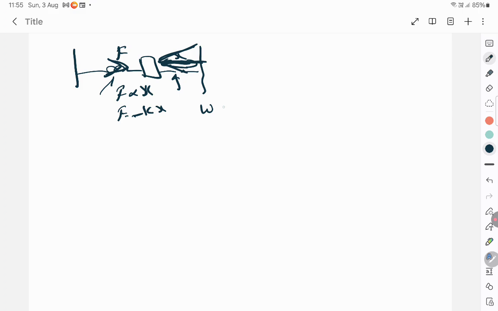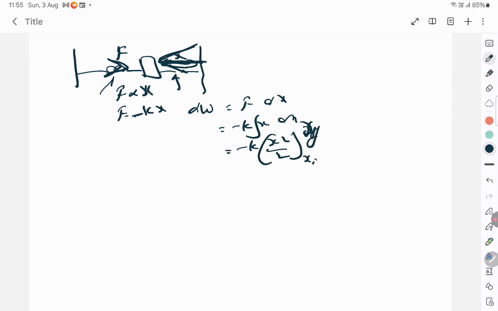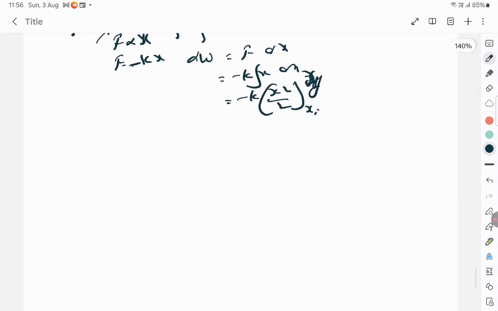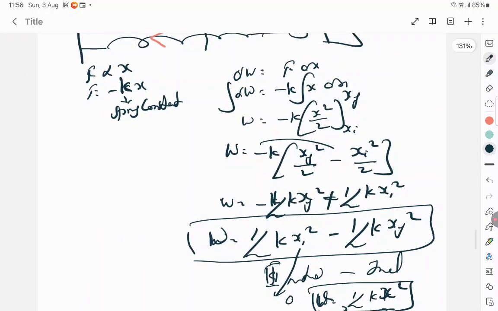That's what the negative sign indicates. But dw is equal to F dx, again minus k x dx. Integrating, minus k into x square by 2, integrated from x initial to x final, and x final square minus x initial square will eventually become x i square minus x final square. The same derivation applies for this. You don't have to write it, one derivation is enough.